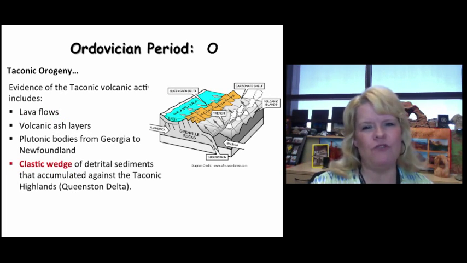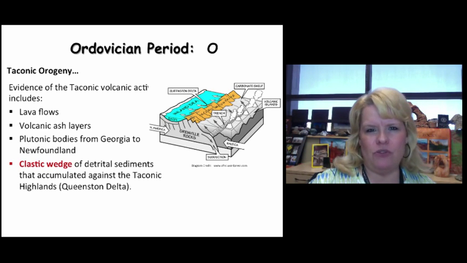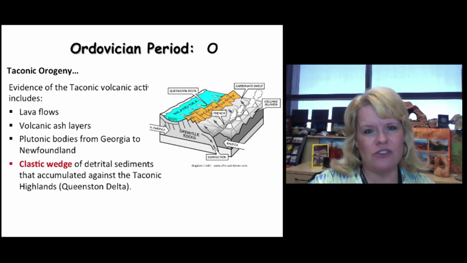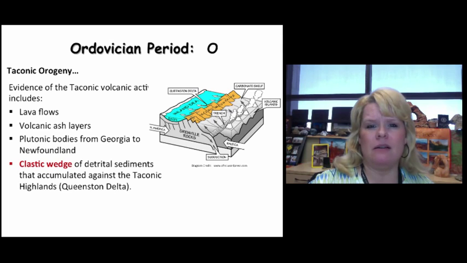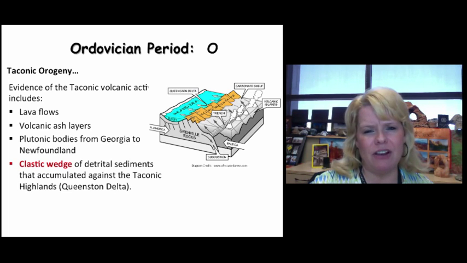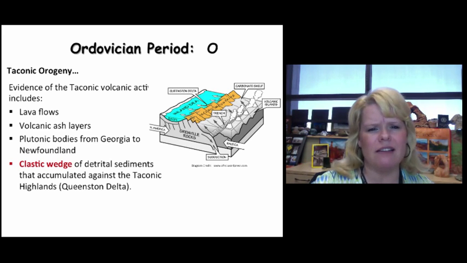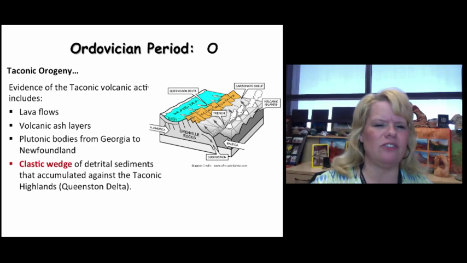What is the proof that we actually had the Taconic orogeny? First and foremost, we have ancient lava flows that can be documented from this particular event. Subsequently, we have volcanic ash layers, pyroclastic material. We also have the magma plutonic structures like batholiths that are associated with this particular event all the way from the south up through Newfoundland. So we've got lots of evidence that this occurred.